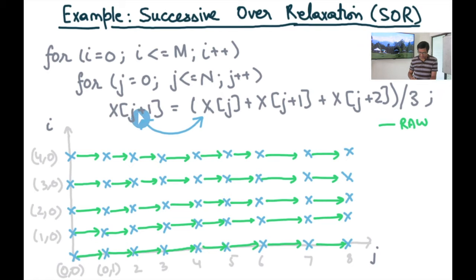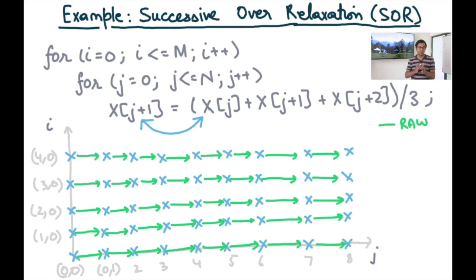For example, x[j+1] is being written in 0, 0 and x[j+1] is being read in 1, 0. So there is a read after write dependency as well. Moreover, there is a write after read dependency because x[j+1] is being written in 1, 0 and x[j+1] is being read in 0, 0. So there are all three kinds of dependencies between elements i, j and i+1, j.